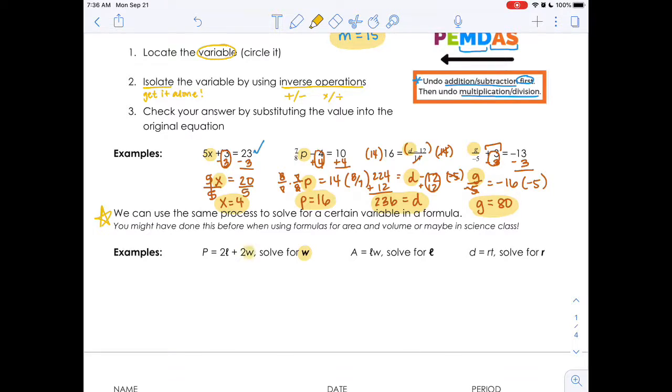All that means is we're trying to get the W by itself. So we're going to do the same exact things we've been doing. We're just going to be moving things around. We're not necessarily going to solve for an answer, but we're going to solve for W, meaning we're going to get it by itself. We're going to use our idea of backwards PEMDAS. We're going to get rid of anything through addition and subtraction first.